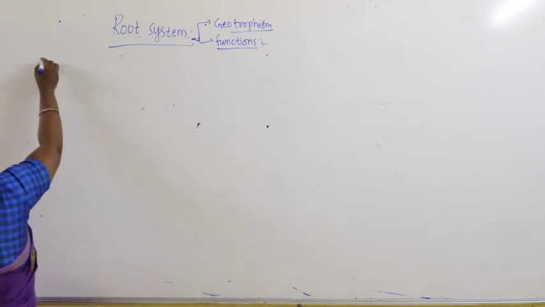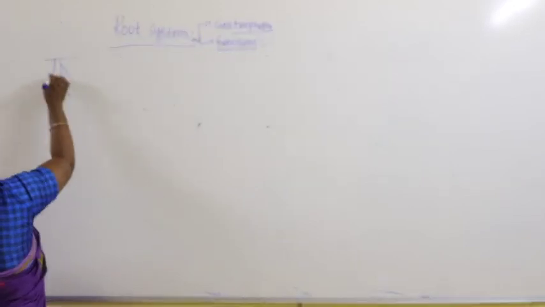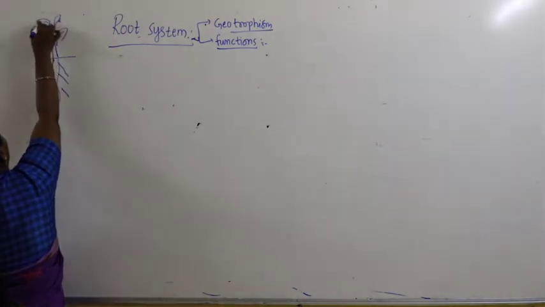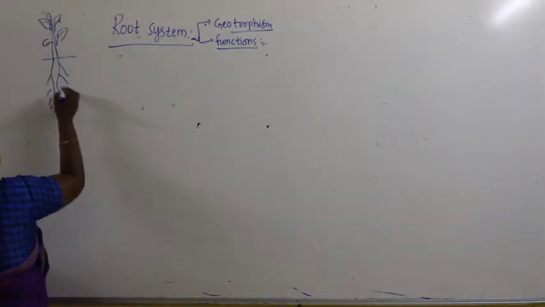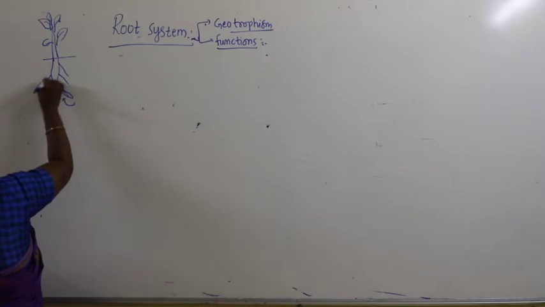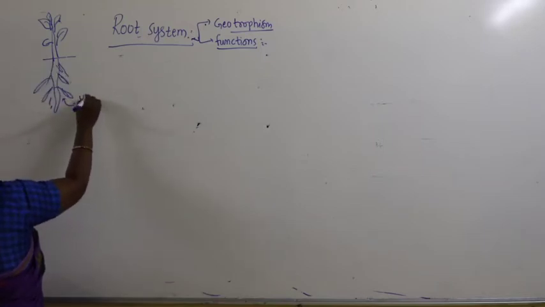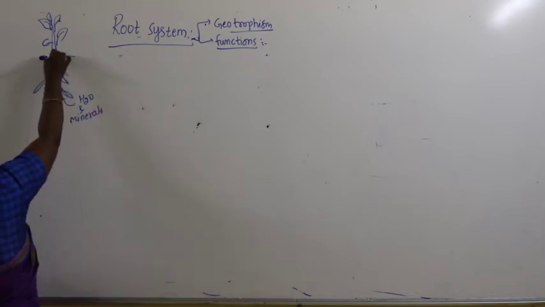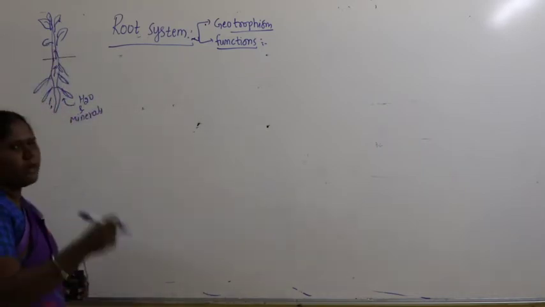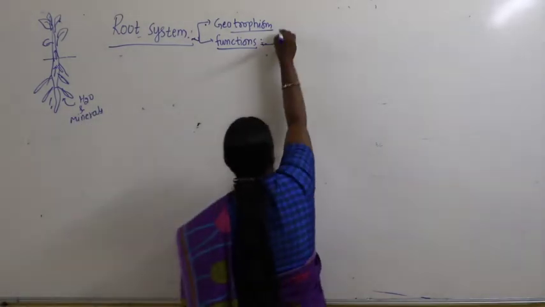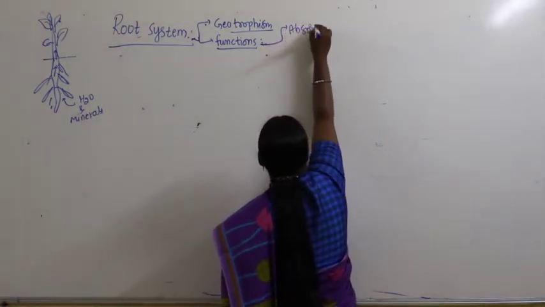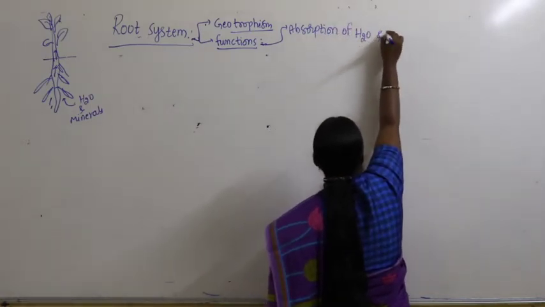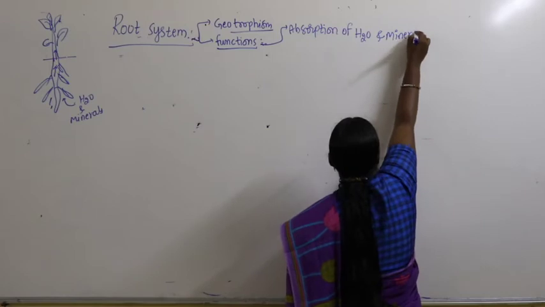So, a plant contains a root system like this. Right. Here, this is the root. The roots absorb water and minerals and they supply them to the higher parts of the plant. What is the most important function? The important function is absorption of water and minerals.